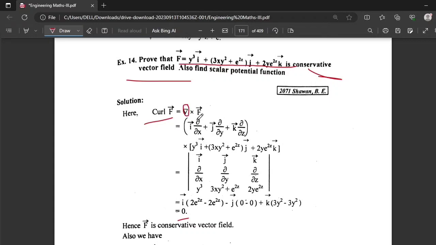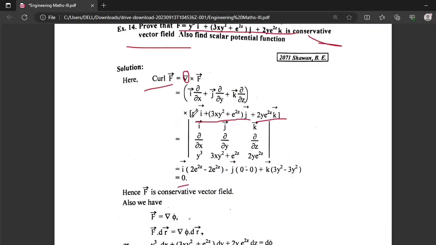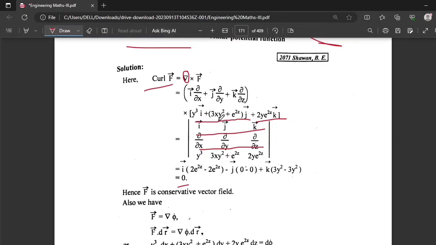and cross product of a function of a vector f vector: y cube i plus 3x y square plus e to z j vector plus 2y e to z k vector. So for cross product, we have to write i, j, k in first row, and in second row, we have to write del by del x, del by del y, and del by del z, and in last row, the coefficient of the i vector of the f vector, that is y cube, similarly 3x y square plus e to z and 2y e to z.